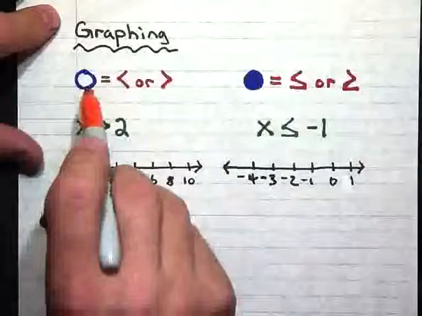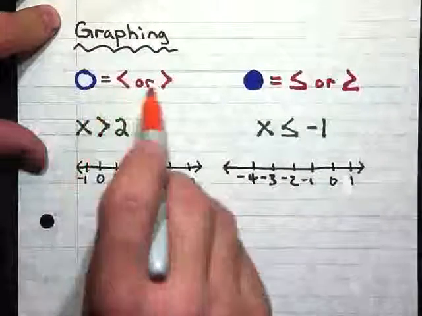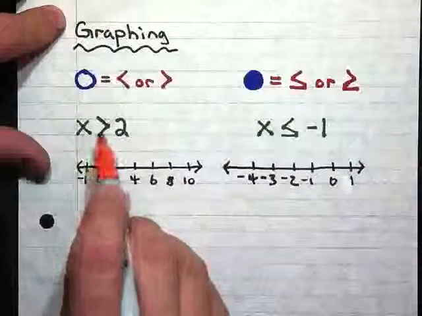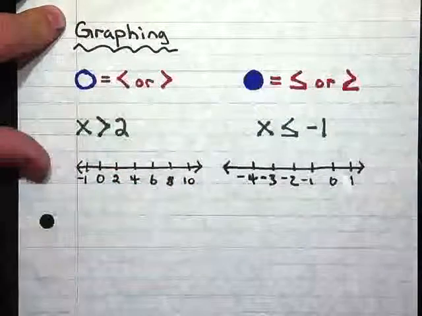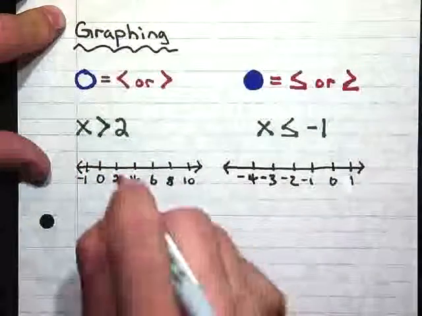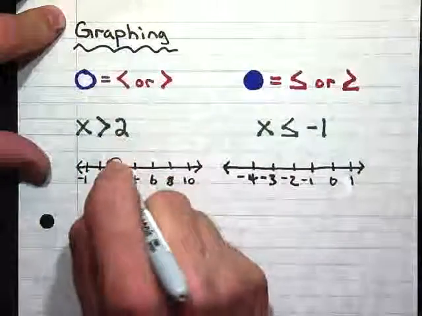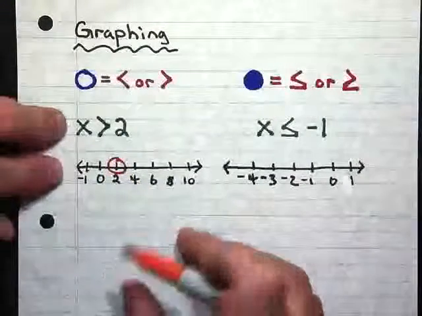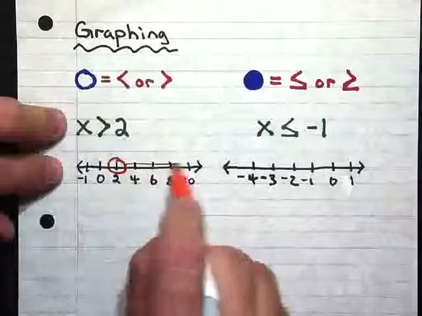And an open circle we're going to use if our inequality is less than or greater than. An example of that would be x is greater than 2. Well, because our inequality is a greater than, we're going to use an open circle. So we place an open circle at +2. And since x is everything greater than 2, we're going to shade to the right.